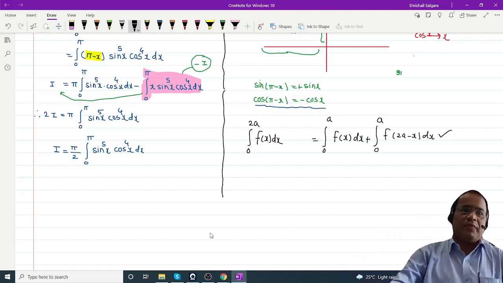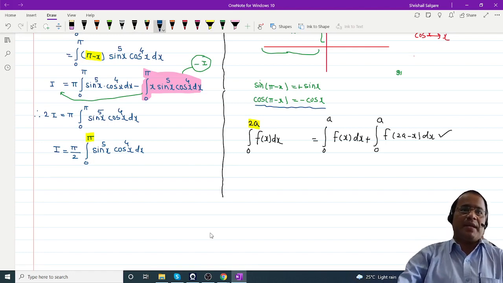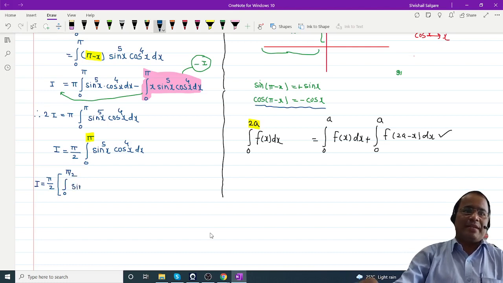So first I will apply that property. In our case, the value of 2a is pi. Suppose you are applying that property; I will write the left side. This I is equal to pi by 2 into bracket. First, directly write the limit 0 to a, which means half, 0 to pi by 2, and the integrand remains the same: sin x raised to 5 into cos x raised to 4 dx.